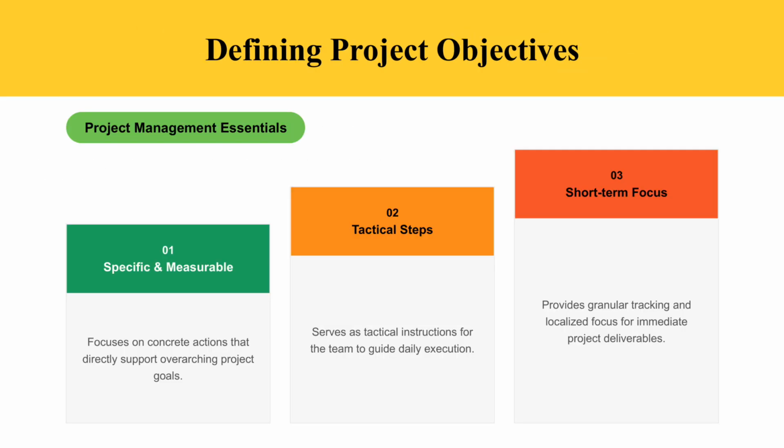Objectives are the concrete, short-term steps that make a goal achievable. They should be specific and measurable, providing tactical instructions for daily work and immediate deliverables. In practice, objectives translate strategy into action by breaking the goal into manageable milestones that teams can track and complete.